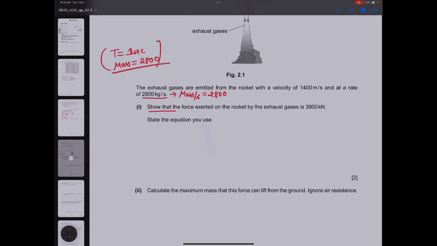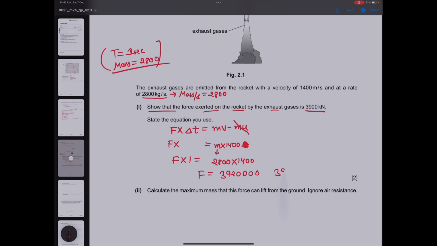Now, show that the force exerted on the rocket by the exhaust gases is this much. We know that force into the time taken is equal to mv minus mu. Initial momentum is 0. M into the velocity, what have they given us? Yes, 1400. And let's get rid of this. What is the force you're trying to find out? And now just think about it. If you're putting in the mass as 2800, then the time should be 1 second. So you'll say force into 1 is equal to this, and your force will come out to be nearly 3,920,000, which you can round off to 3900 kilonewtons.